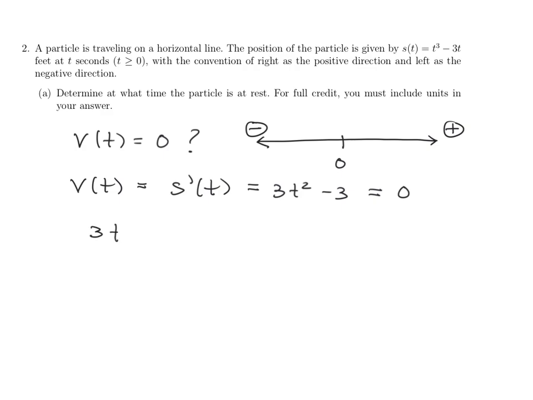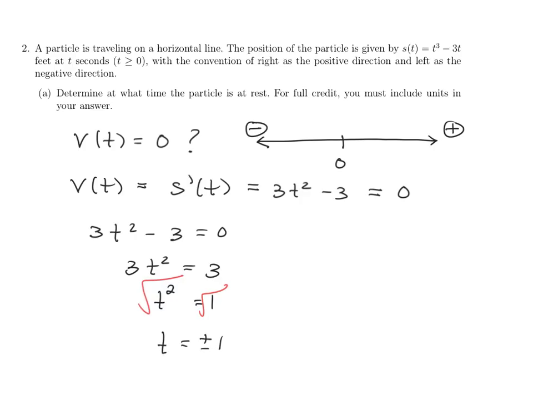So to solve 3t squared minus 3 equals 0, we'll add 3 to both sides. Divide both sides by 3. That should have been a 2. And you can take the square root of both sides, and you actually get two solutions. t is equal to plus or minus 1.